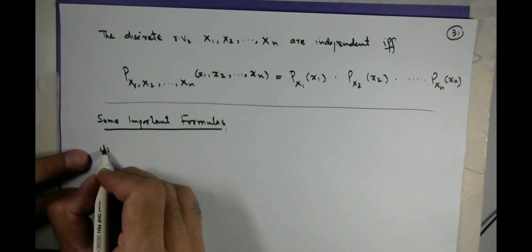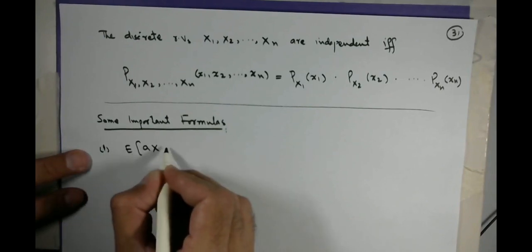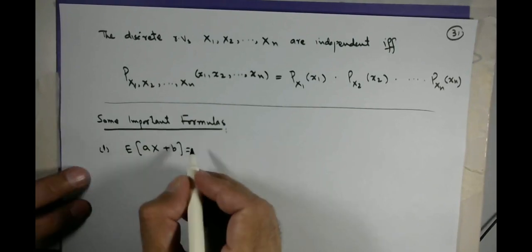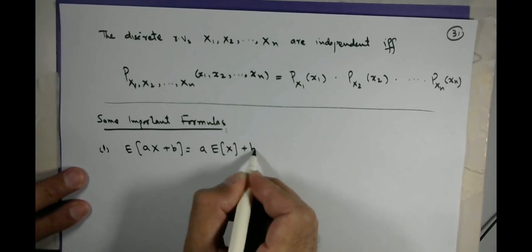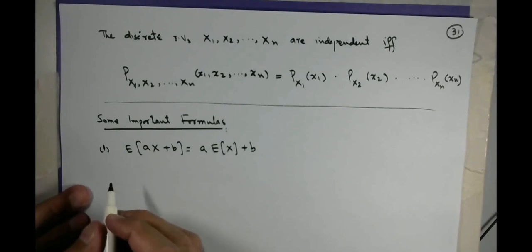Number 1, expectation of ax plus b is equal to a times expectation of x plus b. We have thoroughly discussed this in the initial part of this chapter.